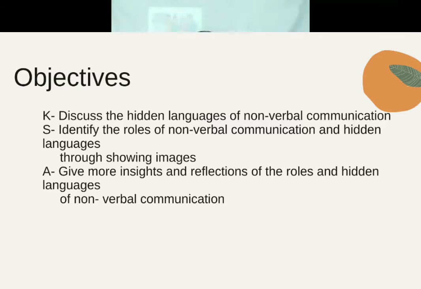This time, I will discuss nonverbal communication, focusing on hidden languages and the roles of nonverbal communication. Here are the objectives for this discussion. Students are able to discuss the hidden languages of nonverbal communication. For skills, identify the roles of nonverbal communication and hidden languages through showing images. Give more insights and reflections on the roles and hidden languages of nonverbal communication.